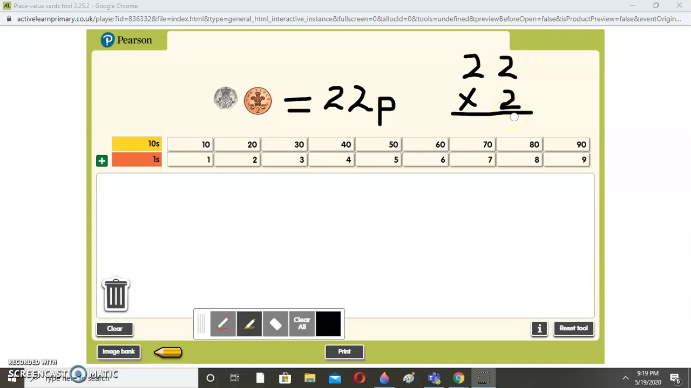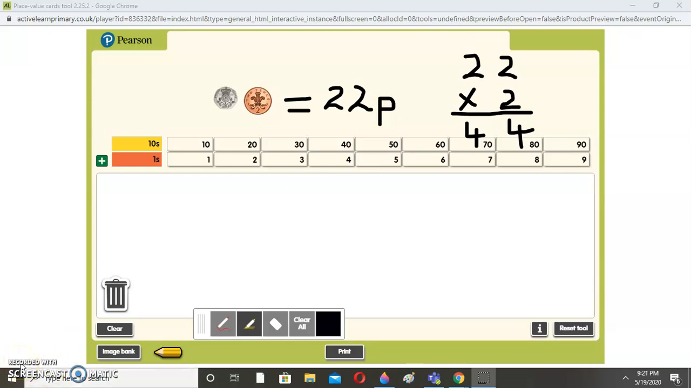Then 2 tens, which is 20, we are going to multiply 2 times 2 again. Again we count in twos, 2, 4. We get our answer as 4. So when we double 22 pence, 22 times 2 is 44. So the amount of money you have is 44 pence when you double the amount of money.